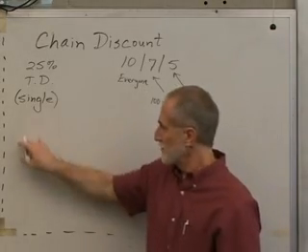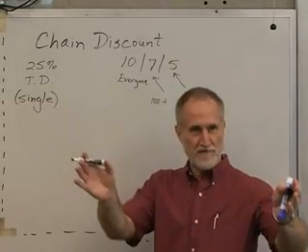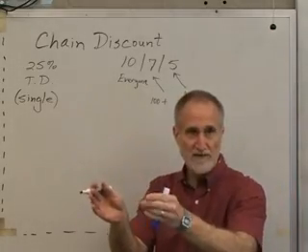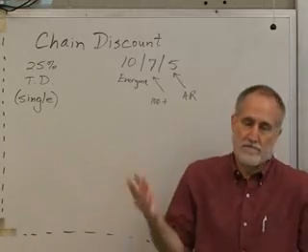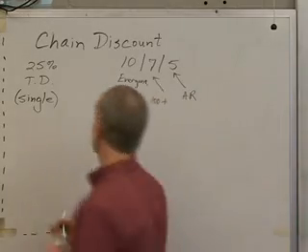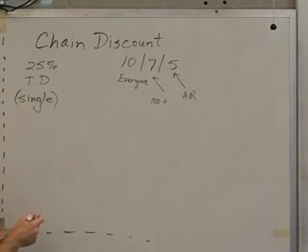That way, they can print their catalogs or put their stuff on their website and just say, here's the list price, and all they have to do is email people a new chain discount page every week or whatever. So it makes their pricing more flexible. Now, let's see how this works.